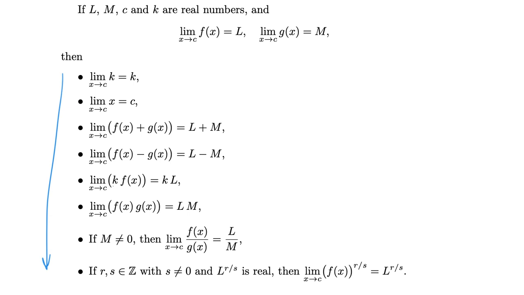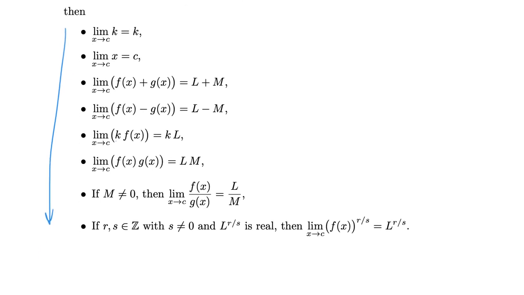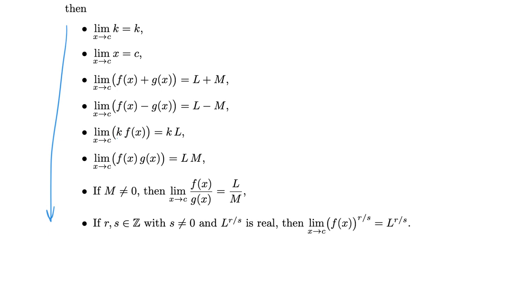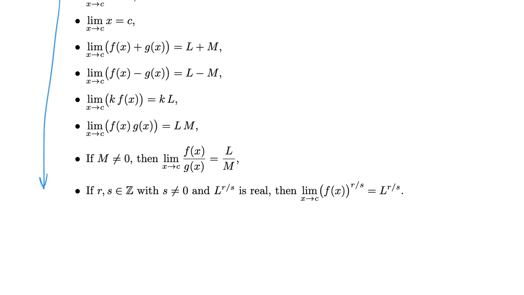So if you want the limit of a constant times a function, it's just equal to that constant times the function's limit. If you want the limit of a product, it's just the product of the limits, and if you want the limit of a quotient, then it's just the quotient of the limits. And this would also work for exponents. So if you want the limit of a certain function to a certain power, then you can simply take the limit of the function at that value to that power.